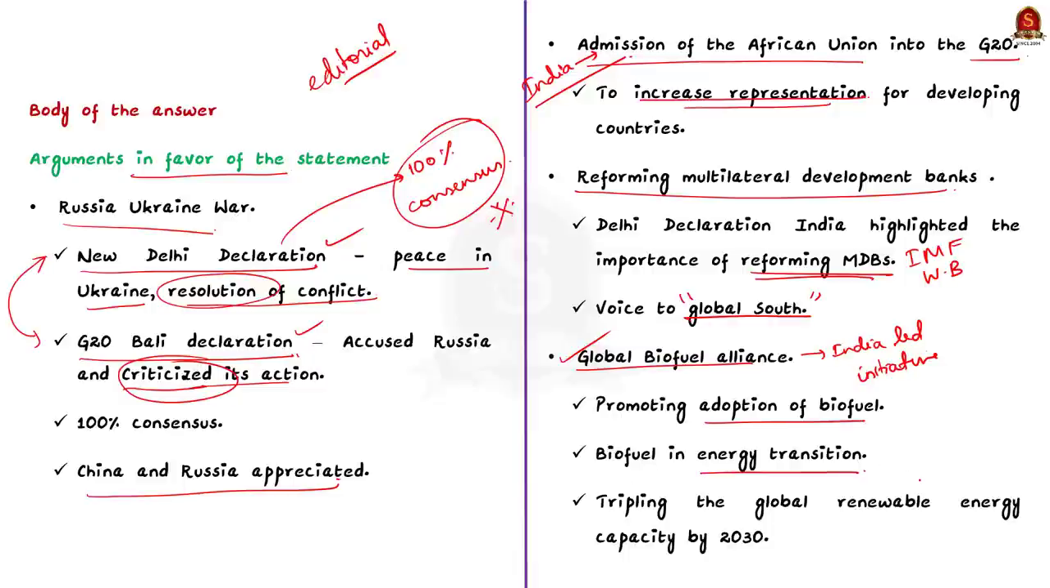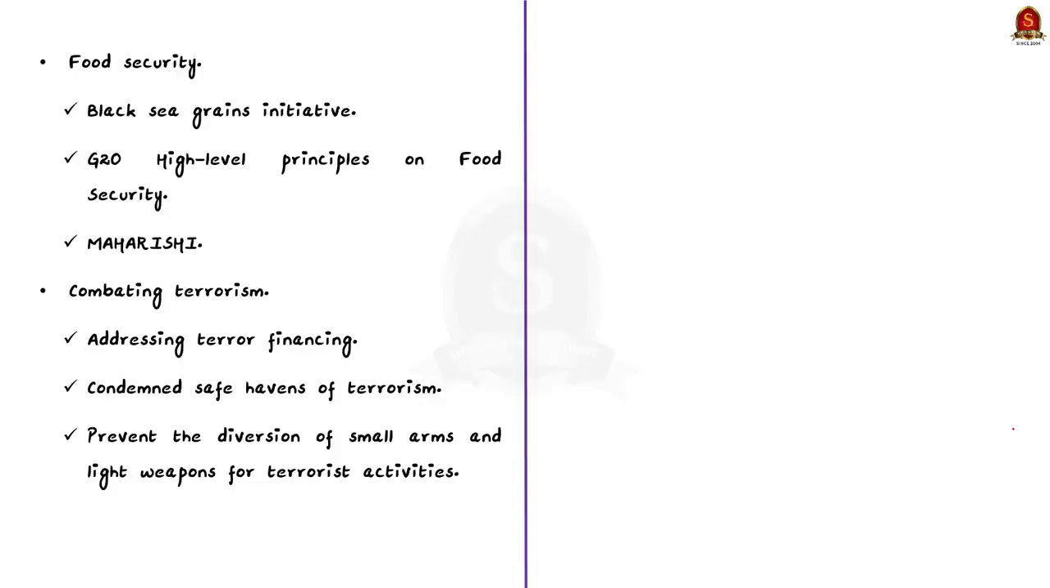This Global Biofuel Alliance will help to mitigate climate change to some extent. Then you can also say various steps taken by India as a part of the G20 summit to ensure food security. Here you can mention India giving its voice for timely implementation of the Black Sea Grain Initiative. You can also mention the G20 high-level principles on food security and nutrition, and also the millet initiative called Maharishi. So these are important steps in which India participated to ensure global food security.